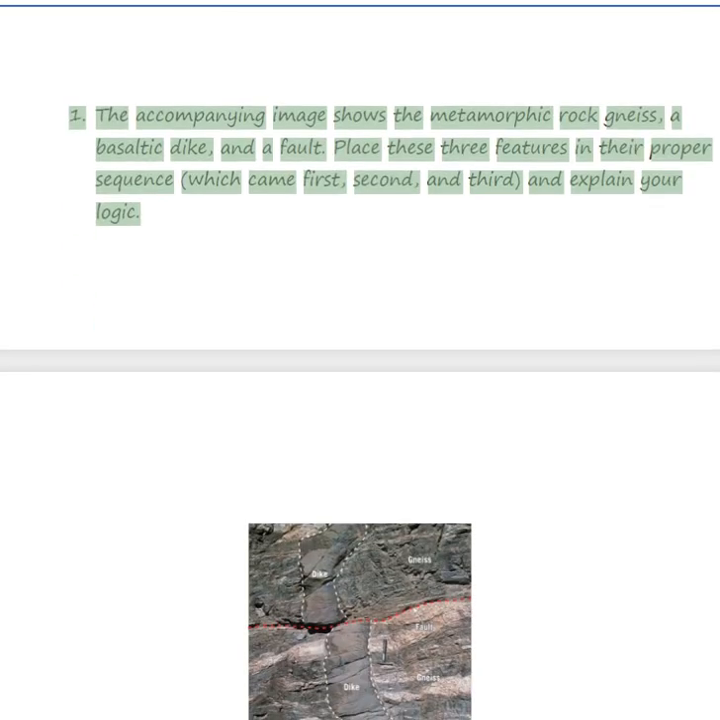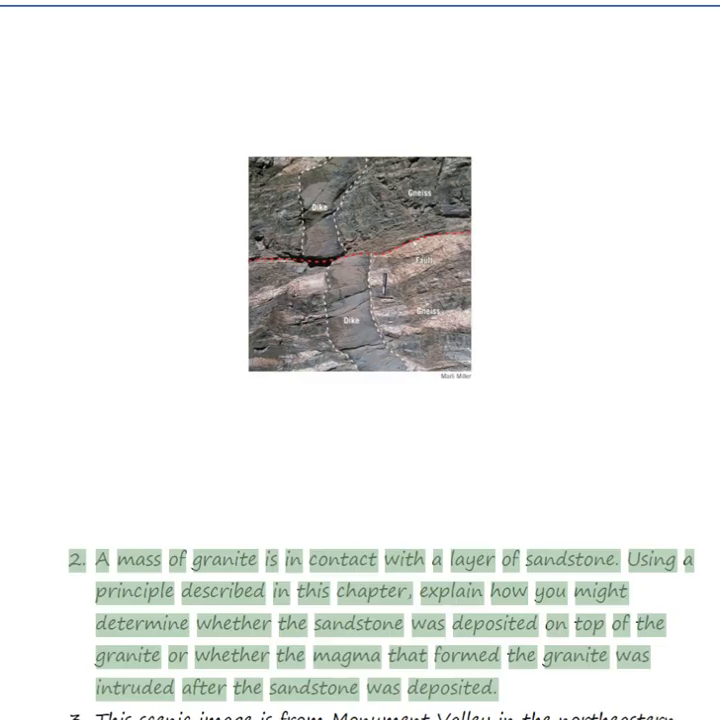1. The accompanying image shows the metamorphic rock gneiss, a basaltic dike, and a fault. Place these 3 features in their proper sequence and explain your logic. 2. A mass of granite is in contact with a layer of sandstone. Using a principle described in this chapter, explain how you might determine whether the sandstone was deposited on top of the granite or whether the magma that formed the granite was intruded after the sandstone was deposited.